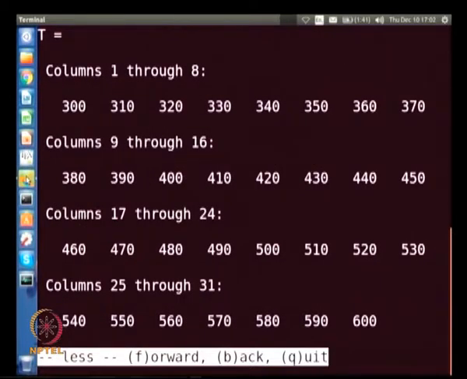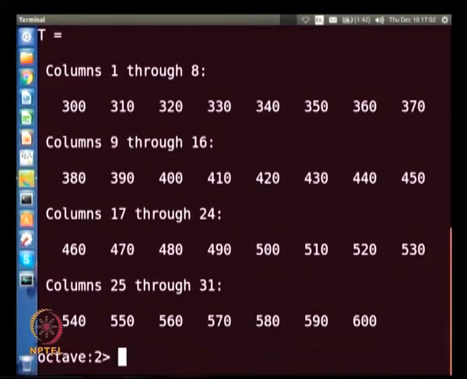So, you can see it has columns and the columns are what? 300, 310, 320, 330, 340 etc. And okay, let us go forward. So, it goes up to 600, right. So, if I say Q, now it will come out. So, I have temperature now stored from 300 to 600 in steps of 10.